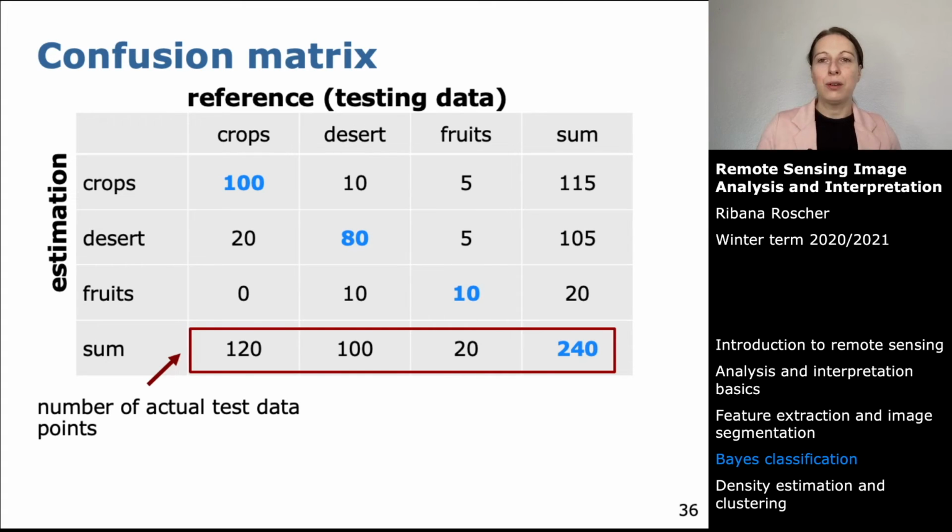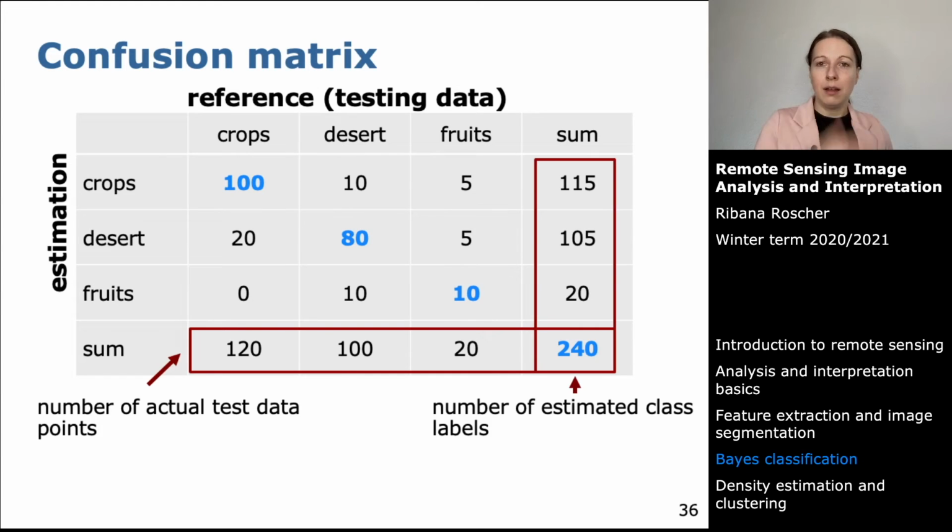You can do this for all the classes. So you have 120 reference samples for crops, 100 for desert, and 20 for fruits. So 240. If it doesn't add up to the number of testing samples, you made something wrong in filling this matrix. It's always good to make this check.